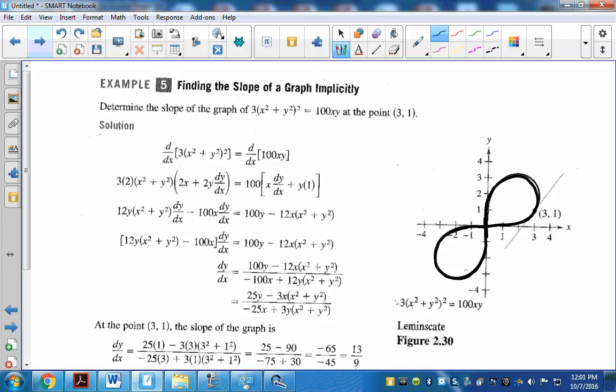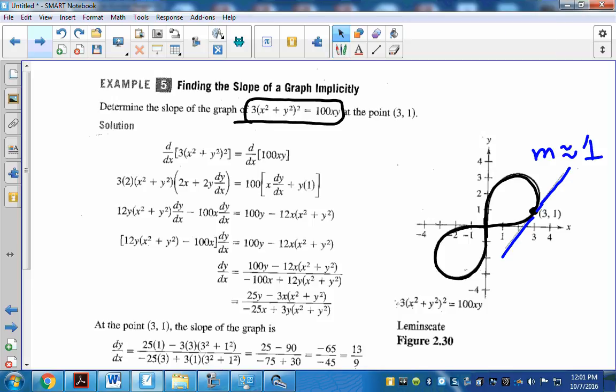And there's a point that's given, (3, 1), that supposedly satisfies this equation. And again, you might want to go ahead and double check, put in 3 and 1 in there, and just see whether or not you get a true statement. Okay, and again, the task is to find the slope of this tangent line. Okay, it looks to be about 1, because that looks to be about a 45-degree line.